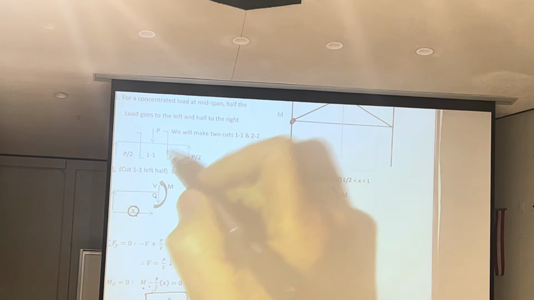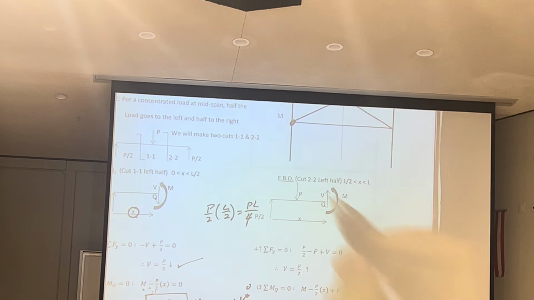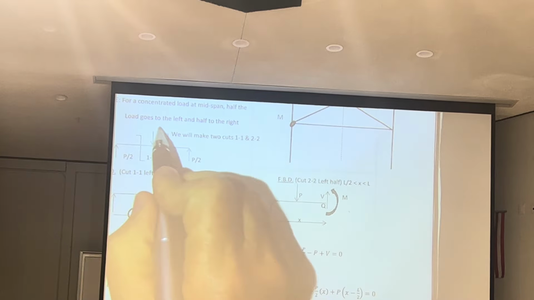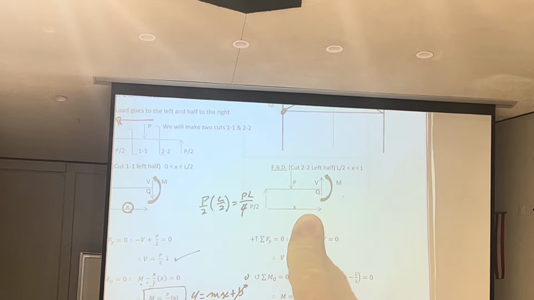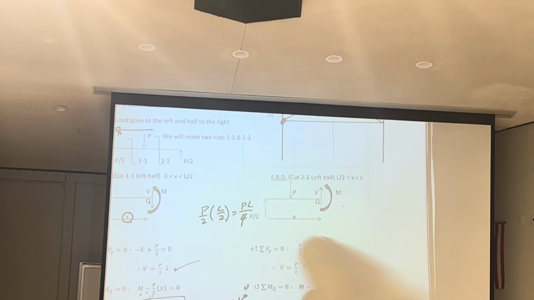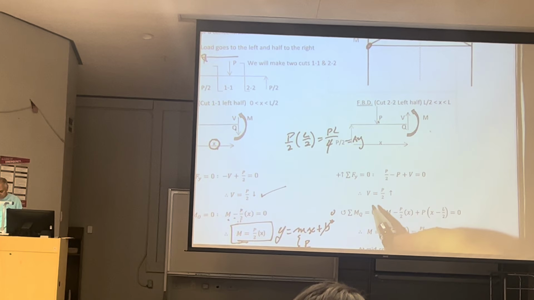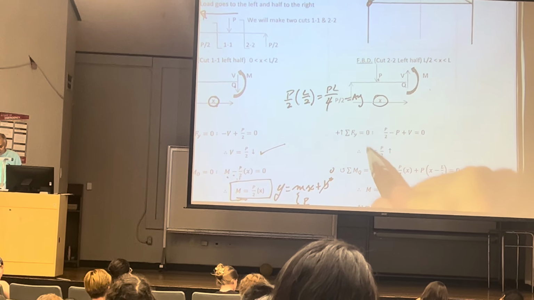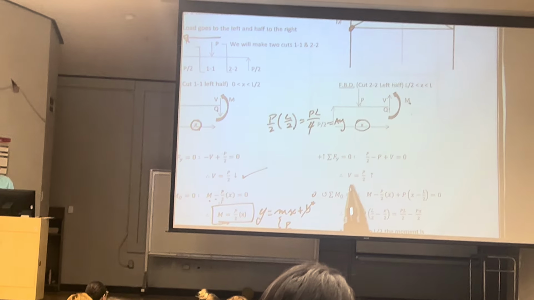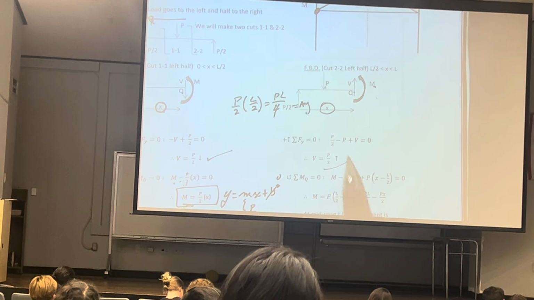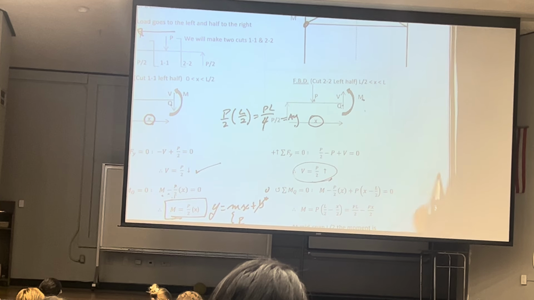Next, I'm going to make the cut 2-2. If I make the cut 2 and look at the left half, I could look at the right half, it doesn't matter. I happen to choose the left half. There it is right there. There's the P over 2 for AY. There's the load. I've cut it now to the right of that load. At some arbitrary distance X, there's my V, there's my M. Sum of forces in the Y gives me P over 2 for V.